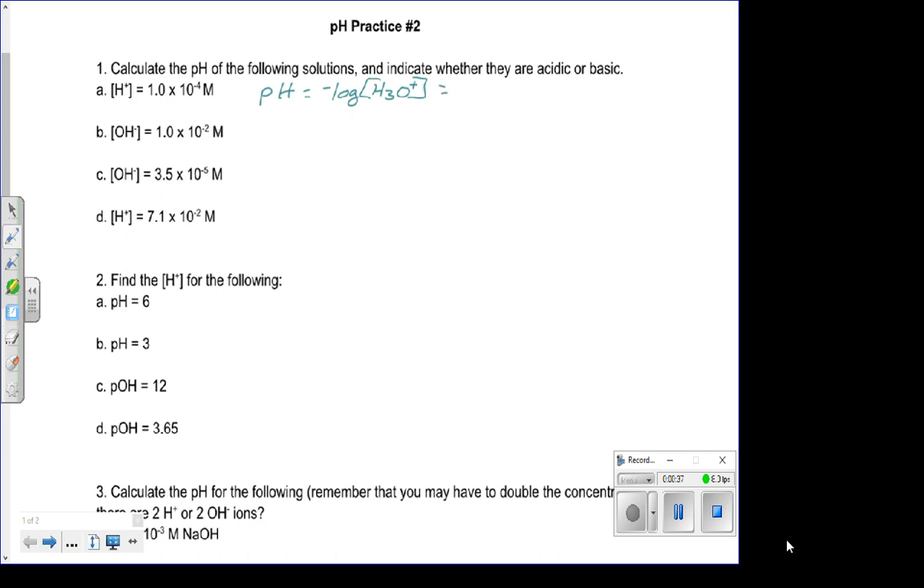So, in letter A, they're giving us the H plus concentration. So all we have to do is plug that into this equation. Negative log of 1 times 10 to the negative 4th. And that's going to come out to 4. Anytime there's just a 1 in front of the times 10 part, whatever the exponent is, that's what the number is going to come up to.